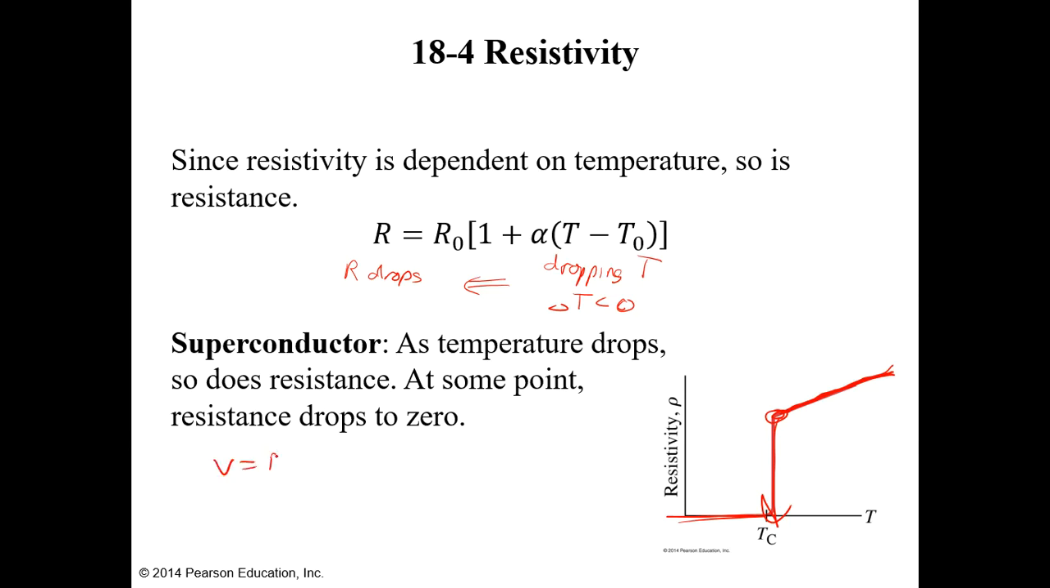Why? Because if you look at Ohm's law, your current is going to equal voltage divided by resistance. If your resistance drops to 0, what's going to happen to your current? It's going to shoot through the roof. Your current is going to be very, very large. In fact, as the resistance gets closer and closer to 0, your current would end up getting closer and closer to infinite.